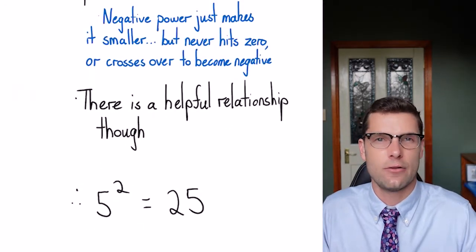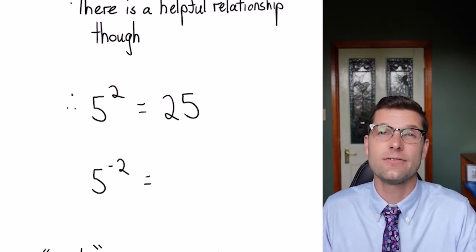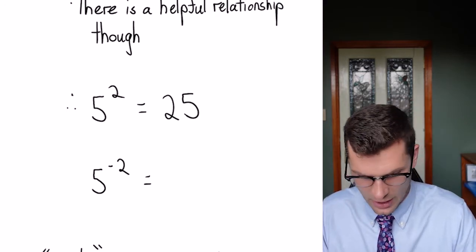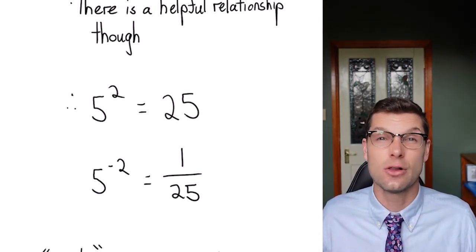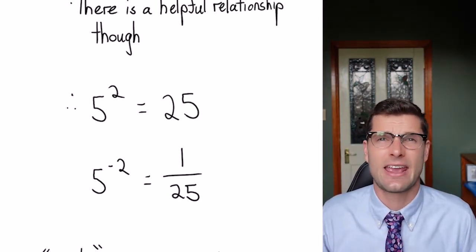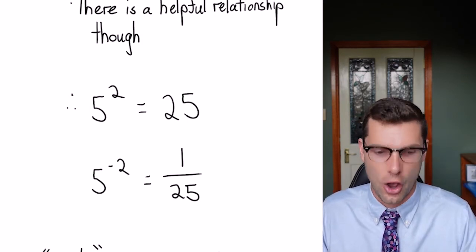So 5 to the power of 2 is equal to 25. So that means straight away 5 to the power of negative 2 becomes 1 over that answer. And that's all I've got to do. You can check that on your calculator to make sure it's right, but this is the rule every single time.